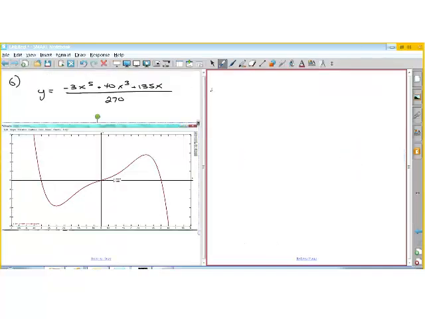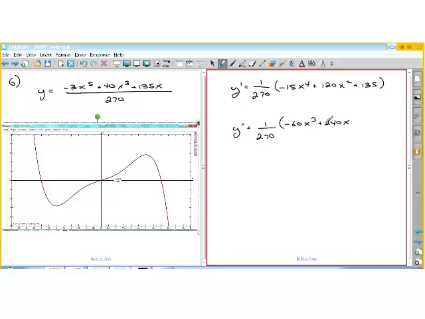So we're going to take the derivative of this, and we'll get y prime is 1 over 270 times negative 3. Okay, I'm going to take the derivative here. So the derivative is going to be negative 15x to the 4th plus 120x squared plus 135. So that's the first derivative. And then we're going to take the second derivative, and we still can leave this fraction out front. So you'll get negative 60x cubed plus 240x, and that's it, because that goes to 0. So there's the second derivative.